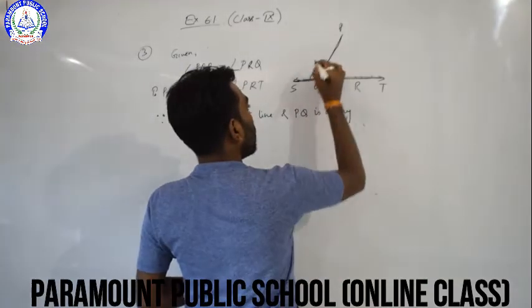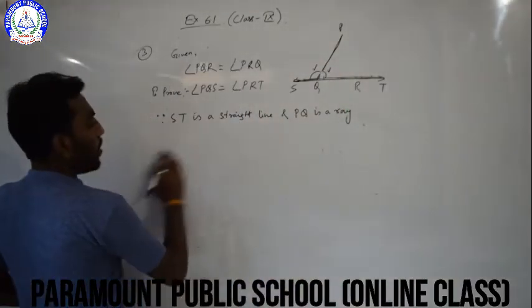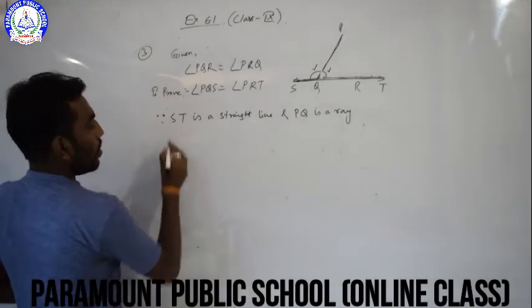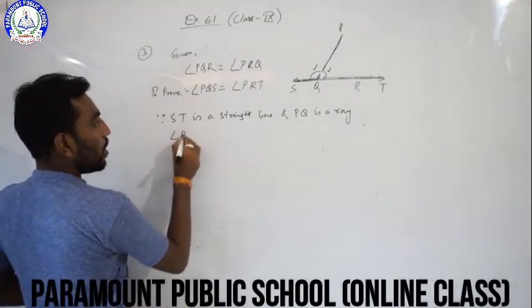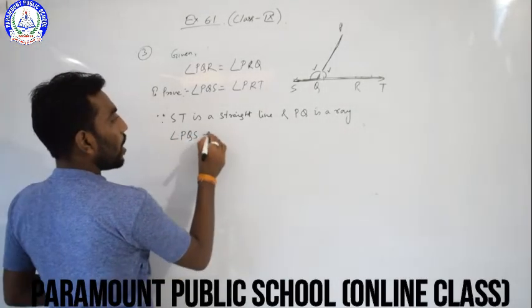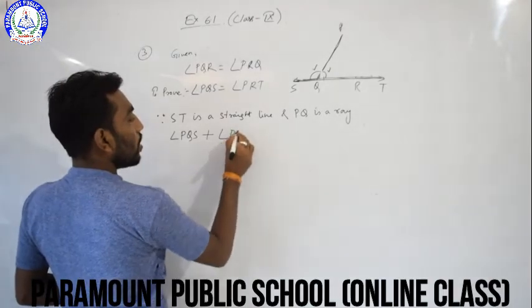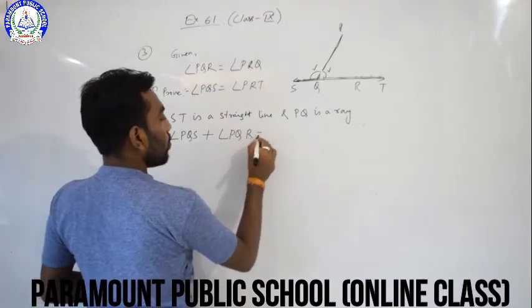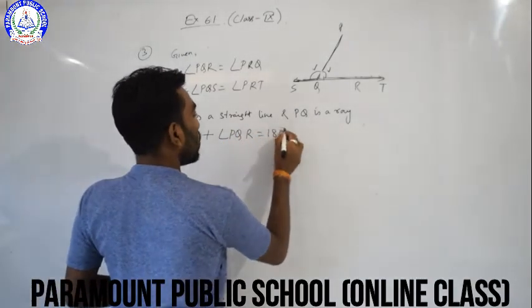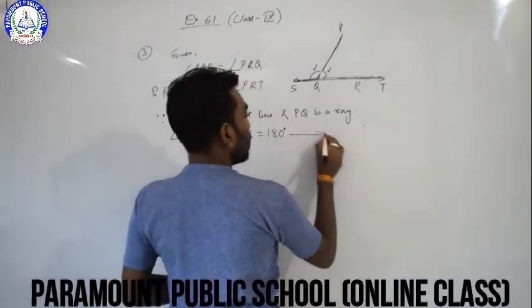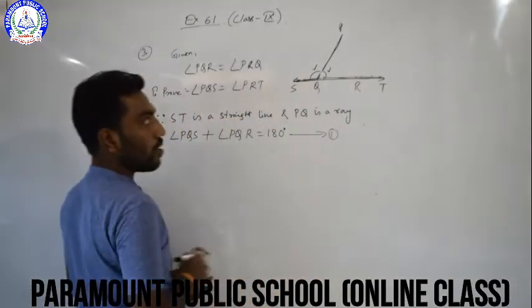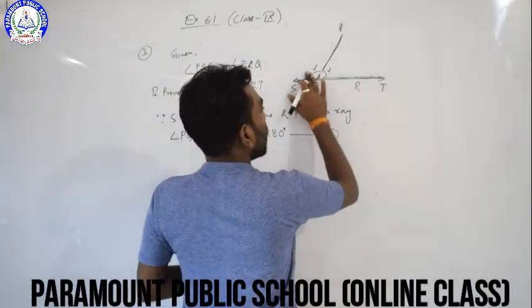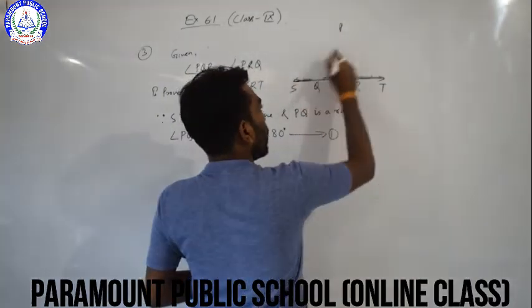This angle and this angle, if we add, it will become 180 degree. So we can write angle PQS plus angle PQR is equal to 180 degree. Let it be equation number 1. Correct, student? Similarly, let us go with the another part.